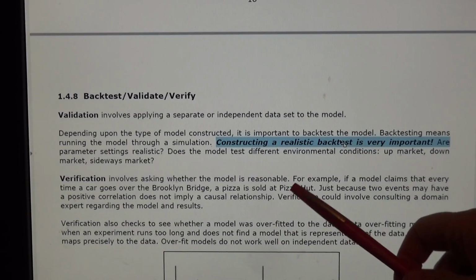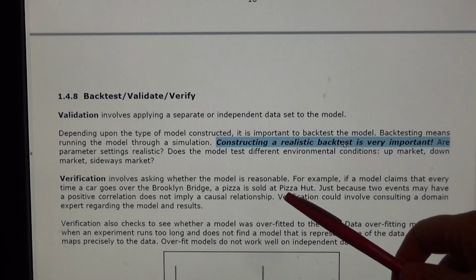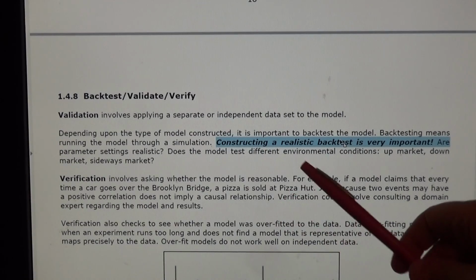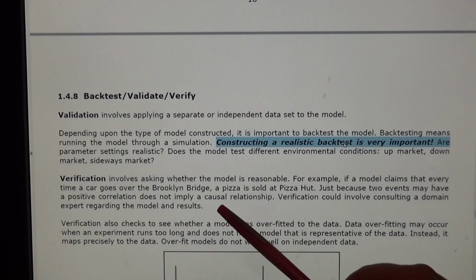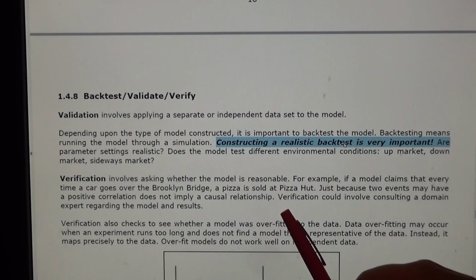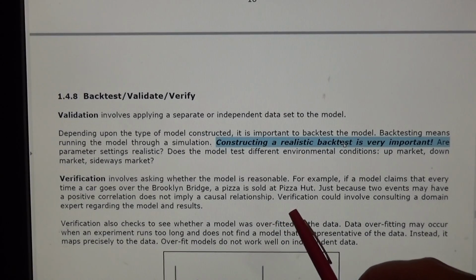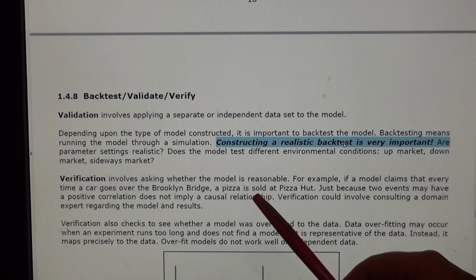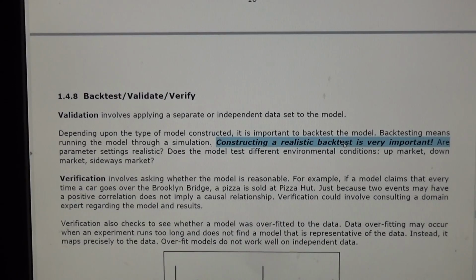And then verification. That's validation. Verification is whether the model is reasonable. If a model claims that every time a car goes over the Brooklyn Bridge, a pizza is sold at Pizza Hut, those events might be correlated, but it doesn't mean it's a causal relation. So sometimes things are correlated, but that doesn't mean there's a relationship.